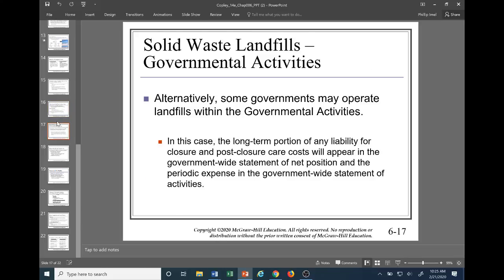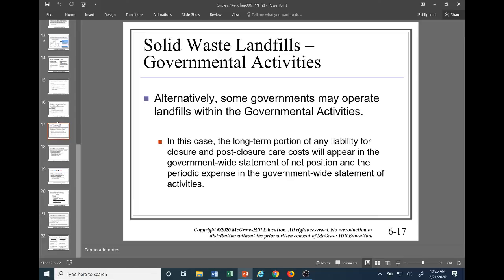Solid waste landfills, governmental activities. Alternatively, some governments may operate landfills within governmental activities, so they can just operate it in there as opposed to an enterprise fund. Okay, so obviously, if they're going to account for it in governmental activities, the long-term portion of any liability for closure and post-closure care costs will appear in the government-wide statements of net position, right? Because the net position is like the balance sheet. So if we have that liability for long-term, it's going to have to be on the statement of net position on government-wide because that's accrual basis. Governmental funds operate on current financial modified accruals, so it can't be in those funds.